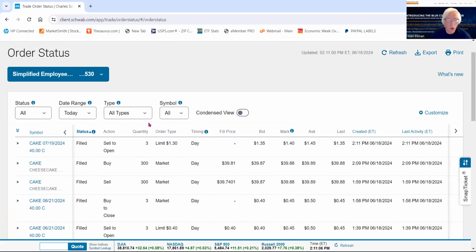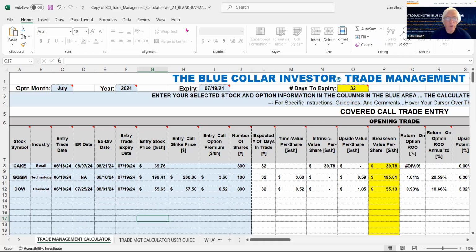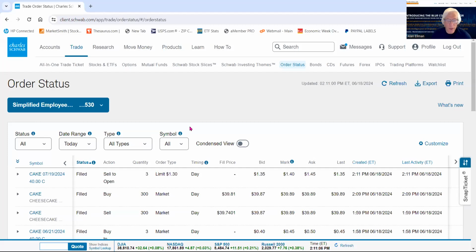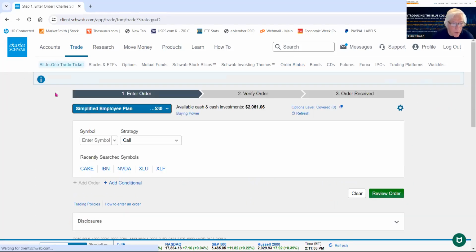All right, so next I want to show you our trade management calculator. Now you could, oops, let me just go back, folks. I almost forgot something. That's on me. Once we filled it for $1.30, we're going to go back to trading options again. What did I almost forget? The 20% buy to close limit order.